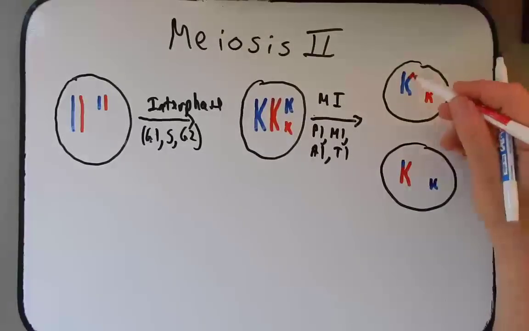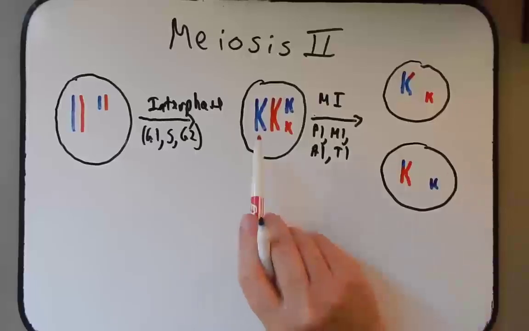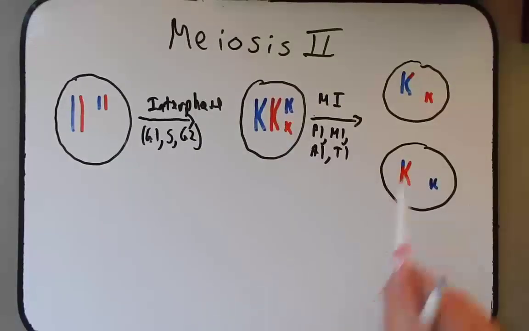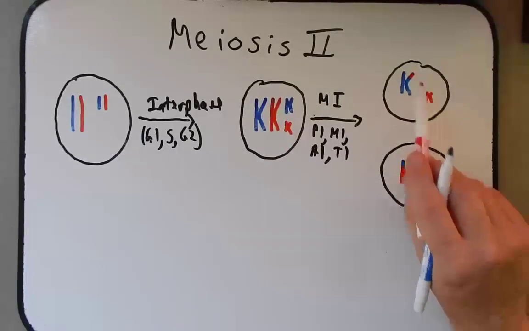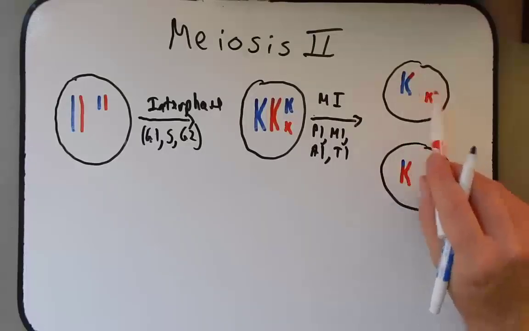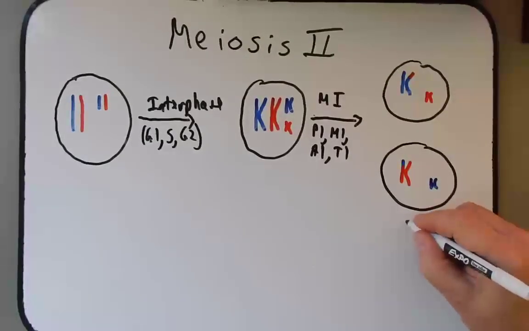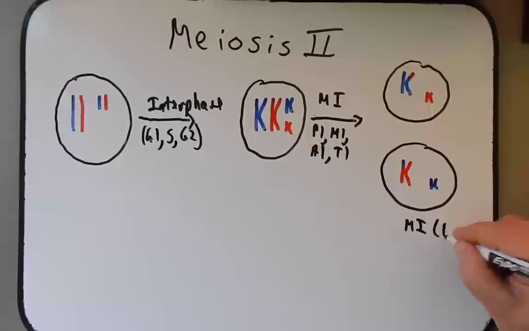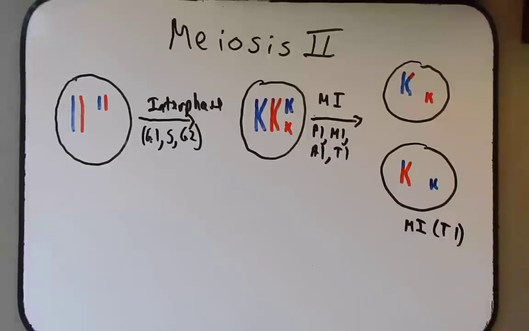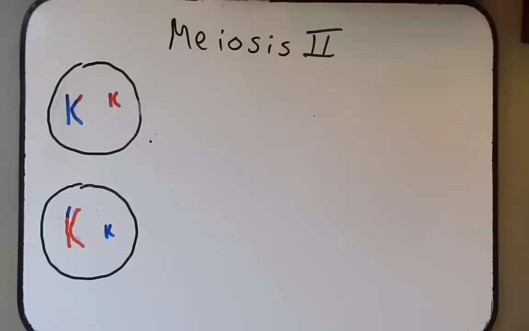Remember, we had that crossing over event that allowed for the transfer between these homologous chromosomes. And that independent assortment during anaphase 1 allowed this blue chromosome to assort with this red chromosome, and same thing down here. Now we're going to take these cells, at the end of Meiosis I, at the end of telophase 1. And now these cells need to enter Meiosis II. So now let's have these start Meiosis II.